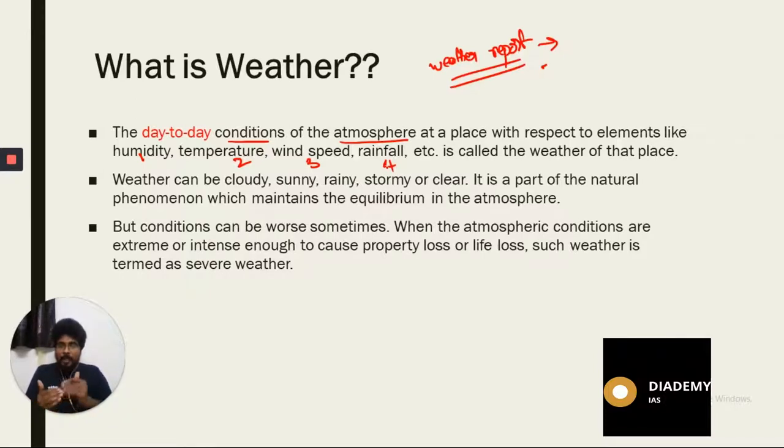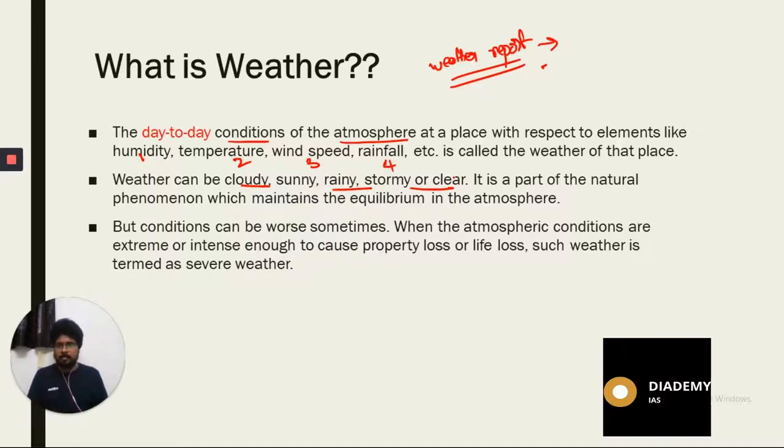When the humidity is more, that means there might be rainfall. When the humidity is less, it is very sunny. When the temperature is high, that means the sun is more, it is sunny. So depending on the variability of these elements, we will understand the weather. Weather can be cloudy, sunny, rainy, stormy, or clear. It is part of the natural phenomena, which maintains the equilibrium in the atmosphere.